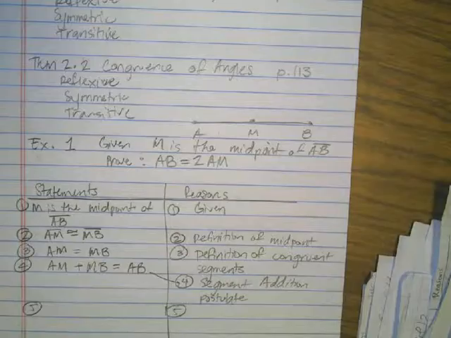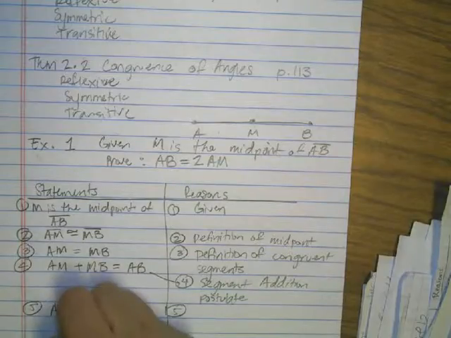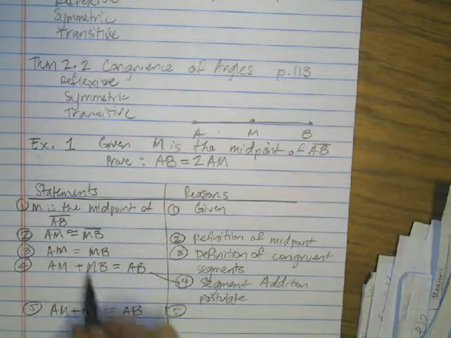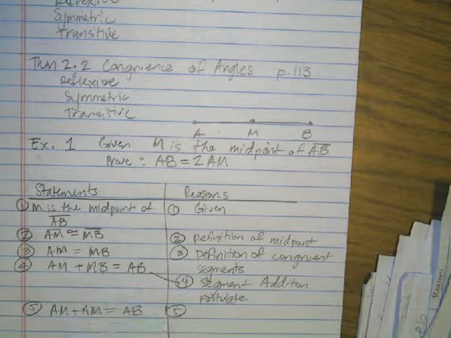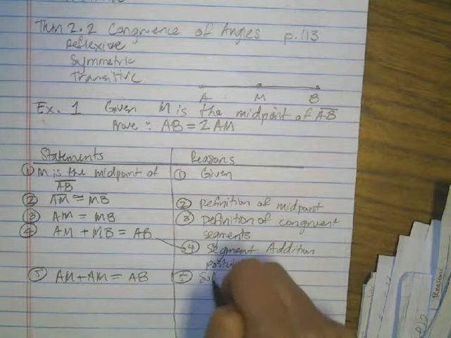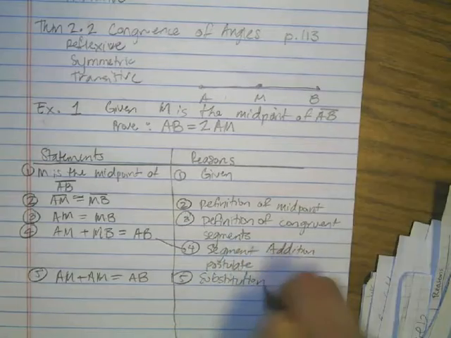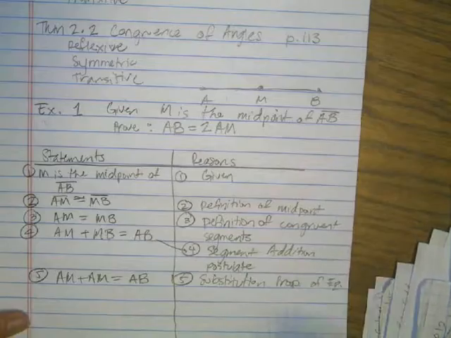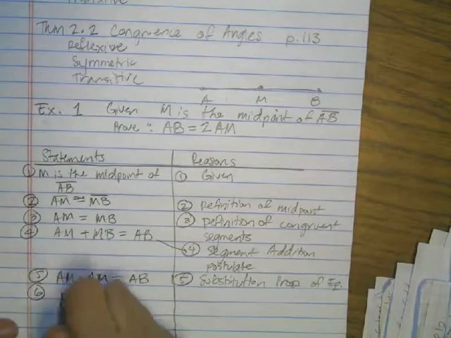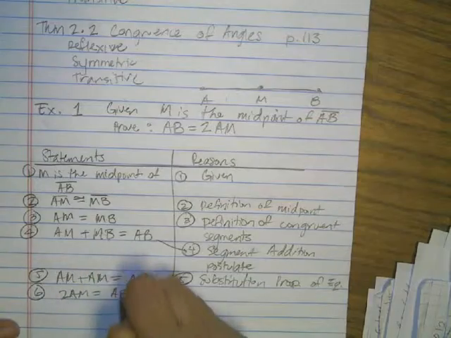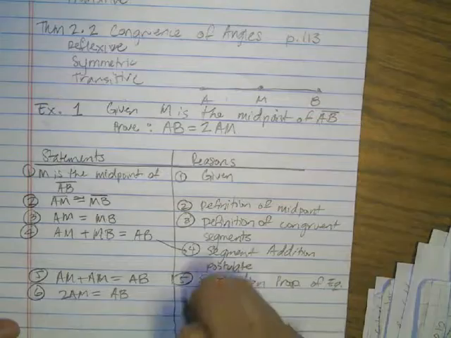Five, we can say AM plus AM equals AB. What did we do here with the MB and the AM? Substitution. Good. So, substitution property of equality. And then the last step says 2AM equals AB, and that is the distributive property because it's backwards.